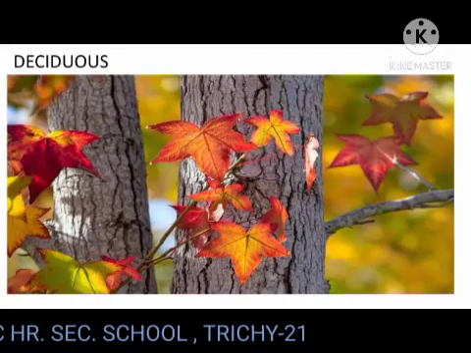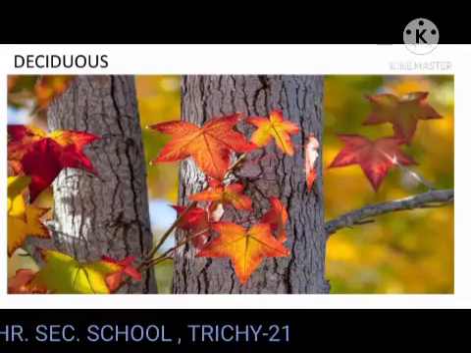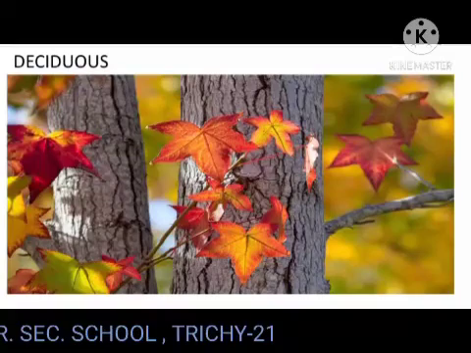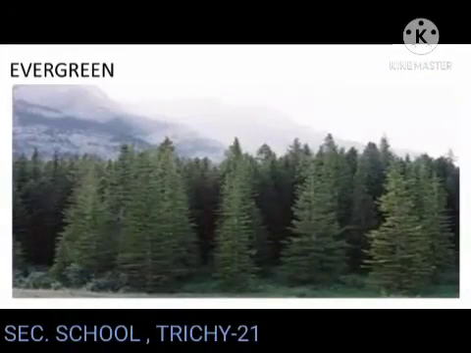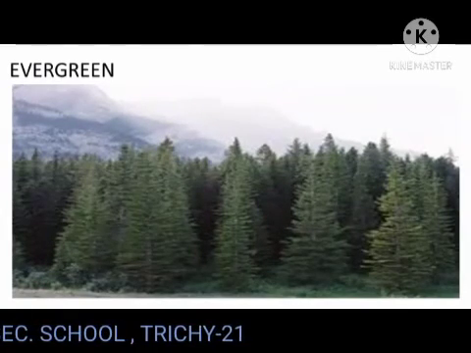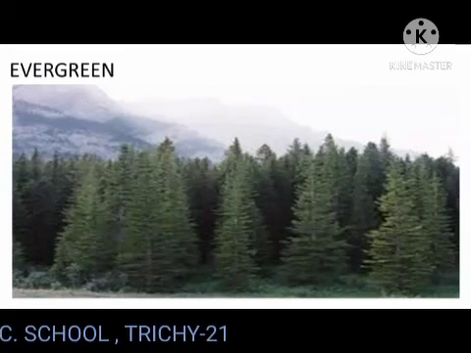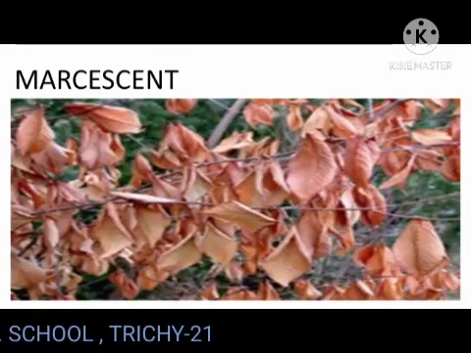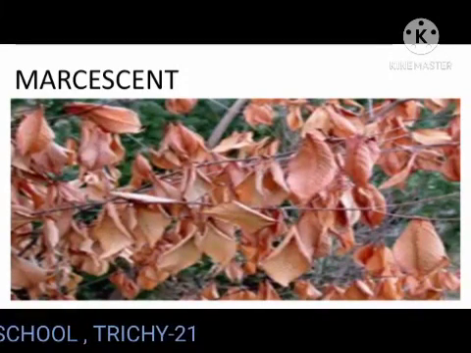Deciduous. Falling at the end of the growing season so that the plant is leafless in winter or in summer season. Example, maple. Evergreen. Leaves persist throughout the year, falling regularly so that the tree is never leafless. Example, Calophyllum. Marcescent. Leaves not falling but withering on the plant, as in several members of Fagaceae.